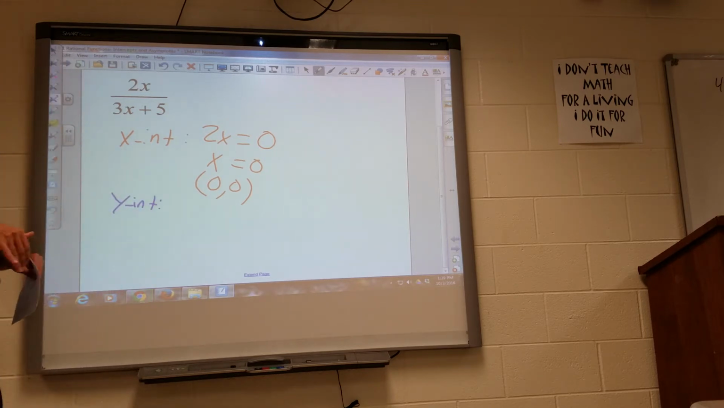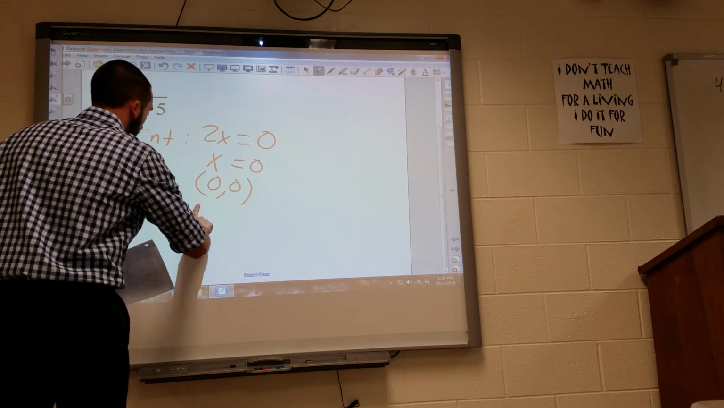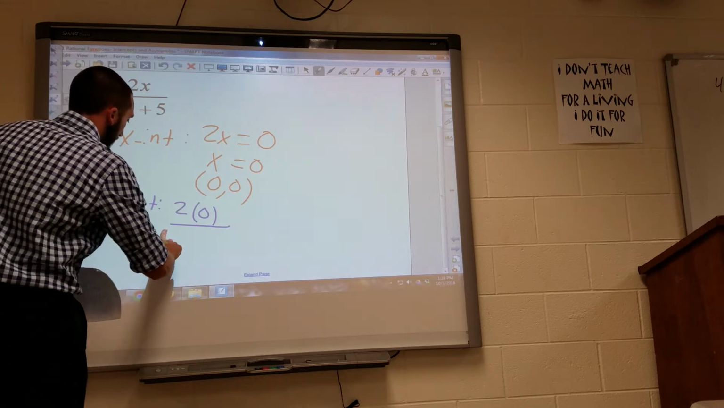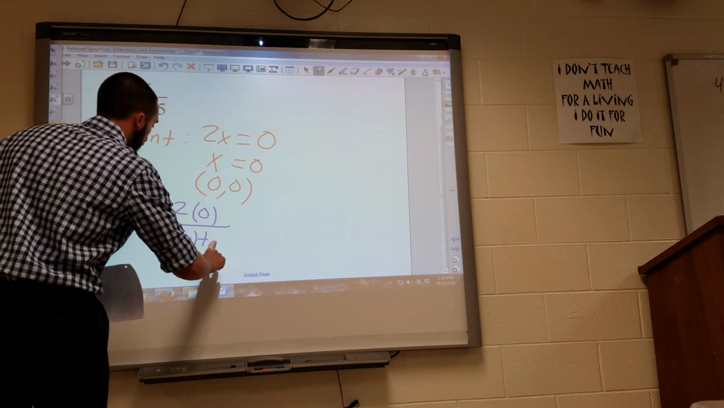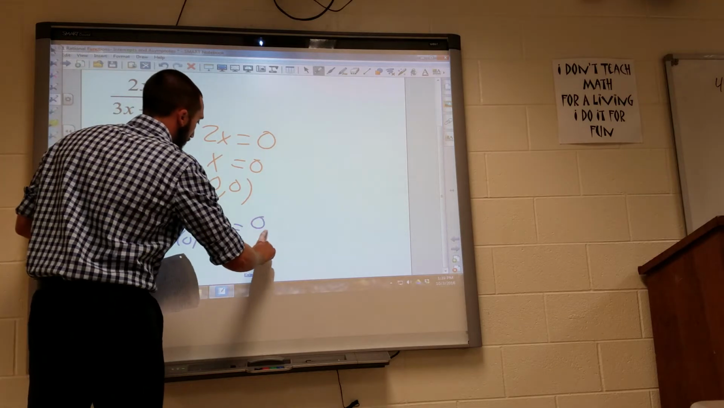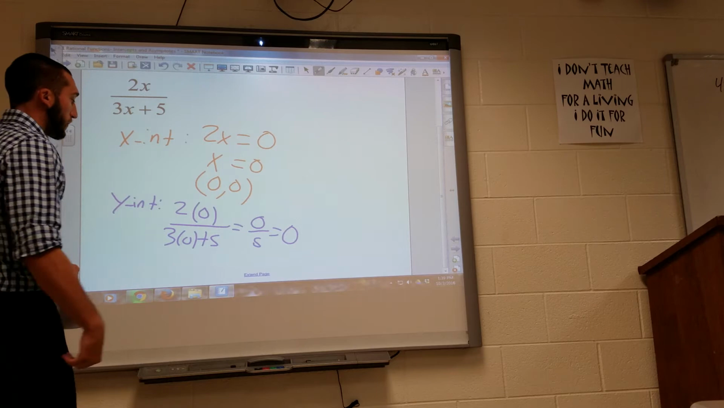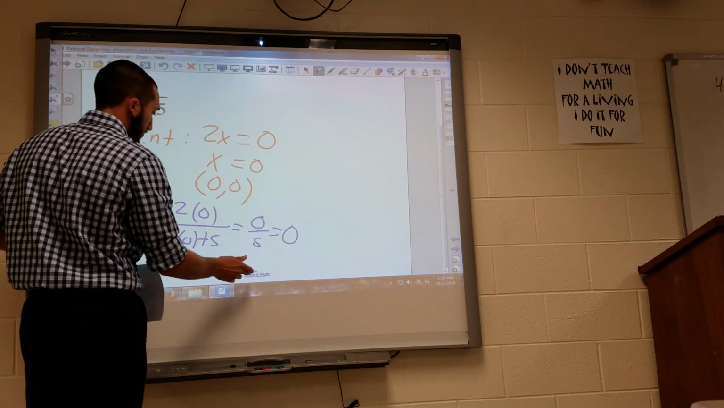Okay, we just plug x in, we plug 0 in for x. So if we plug 0 in for x, that gives us 2 times 0 divided by 3 times 0 plus 5. Well, that's going to give us 0 over 5, which is just 0. So that means our y-intercept is also 0, 0.